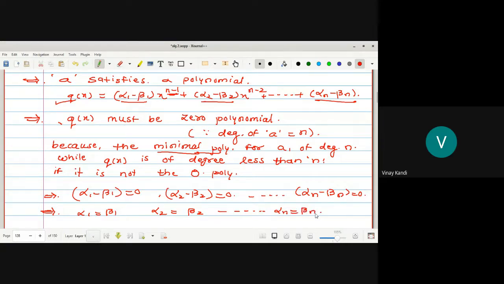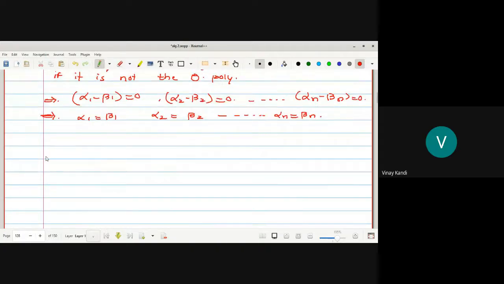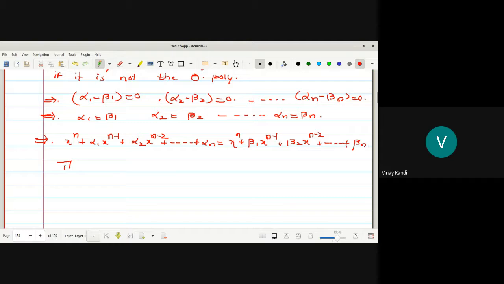Okay, hence the two polynomials are equal. So x raised to n plus alpha 1 x raised to n minus 1 plus alpha 2 x raised to n minus 2 plus up to so on, alpha n is equal to x raised to n plus beta 1 x raised to n minus 1 plus beta 2 x raised to n minus 2 plus up to so on, beta n. These two polynomials are equal. Okay, thus we prove that the two minimal monic polynomials for a over f are equal. Okay, any doubt?